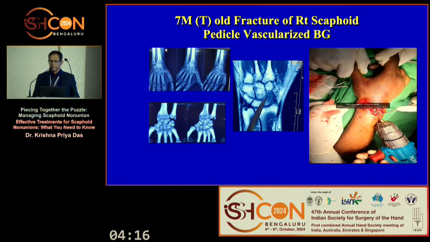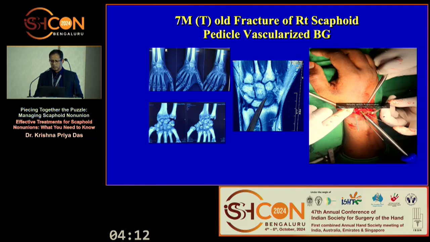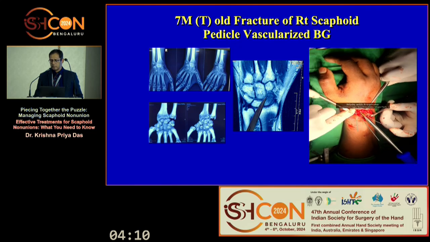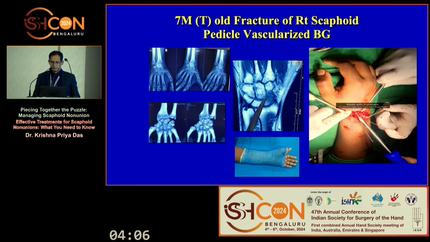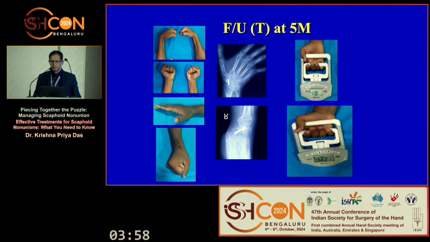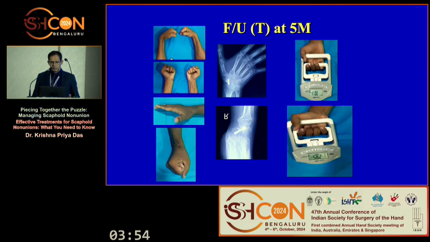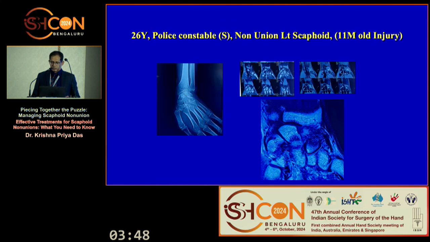Then finally I fix it with a Herbert screw, which gives adequate tension at the fracture site, and immobilize in a below-elbow cast. This is the follow-up at 5 months: very good range of movement, a consolidated union, and the grip strength has also been achieved.